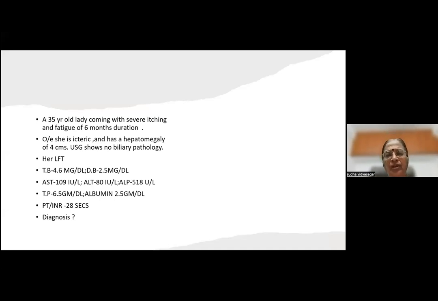She's a 35-year-old lady. She's not pregnant. There is severe itching and fatigue of 6 months duration. Somebody is calling it a PBC. PSC, okay, extrahepatic cholestasis, but your imaging is normal, right? You don't have an intrahepatic duct dilatation, biliary duct dilation, not there, okay, fine.